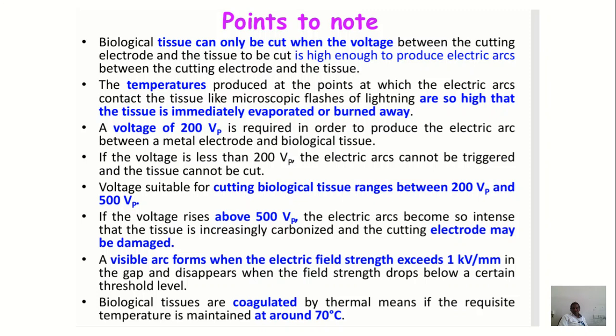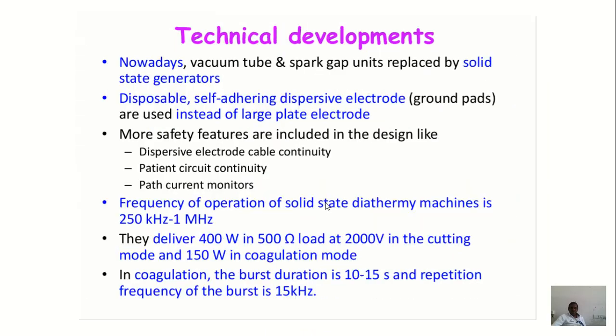A visible arc forms when the electric field strength exceeds 1 kilovolt per millimeter in the gap, and disappears when the field strength drops below a certain threshold level. A visible arc can be seen, so from that we can easily understand whether it is cutting or coagulation. Biological tissues are coagulated by thermal means if the requisite temperature of 70 degrees is maintained. This is the cutting. These are some of the points to keep in mind.